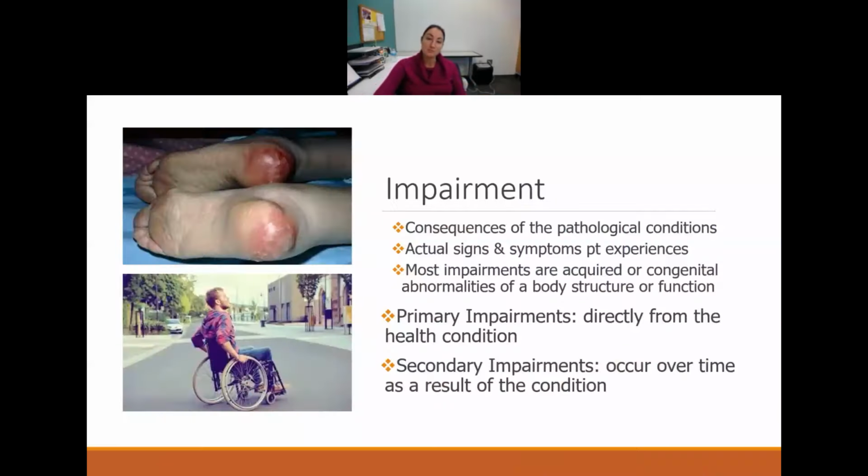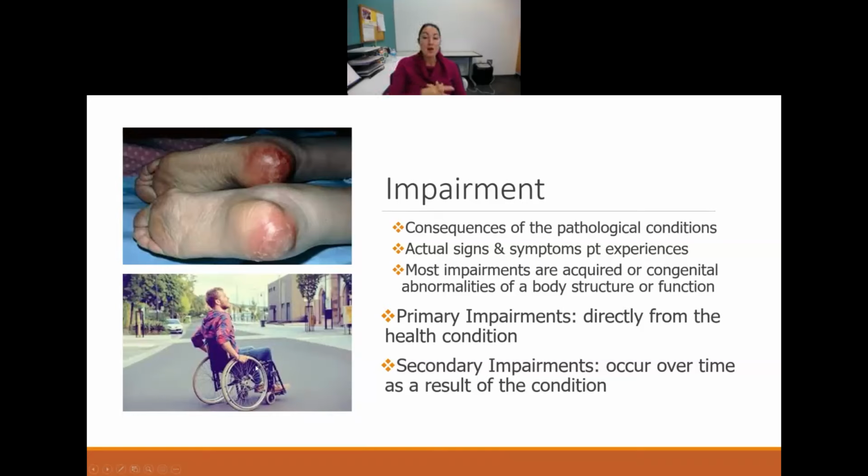With impairments, these are consequences of the condition. So it could be signs and symptoms that the patient experiences. Most impairments are either acquired or congenital. So acquired would be something that they got along the way, like this bed sore. They didn't move enough and their tissue broke down and created a sore. Or it could be congenital, like maybe they were born with spina bifida and they've been paralyzed since birth.